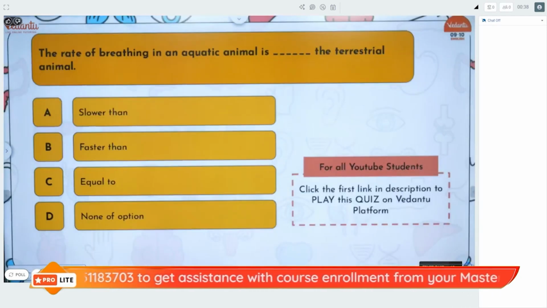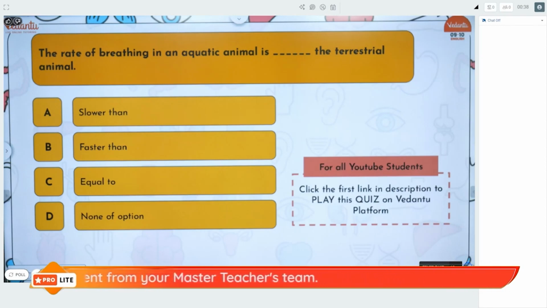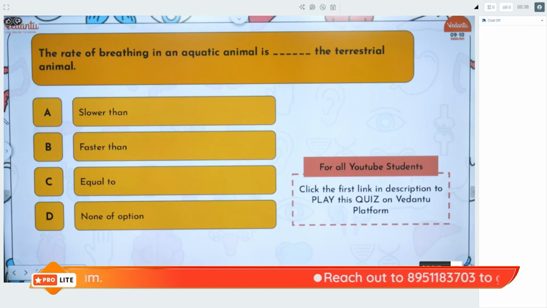The next question. The rate of breathing in an aquatic fish is more than the terrestrial or less than the terrestrial? Is it faster, slower, equal, or none of the above? Again, super easy. I think you guys are going to rock for this question. 3, 2, 1, go. Think about the gems and the hunger.